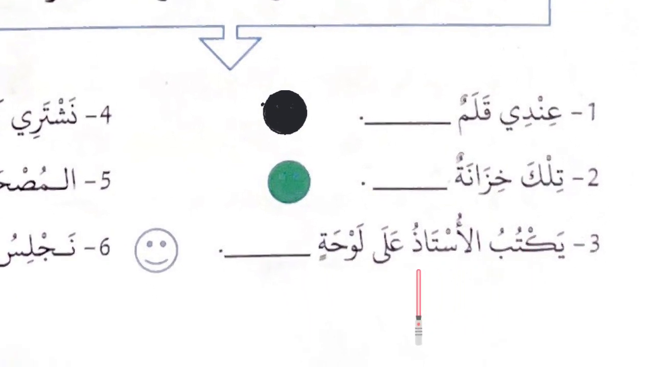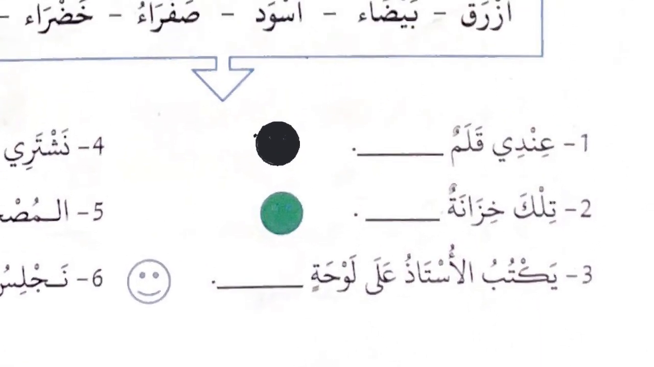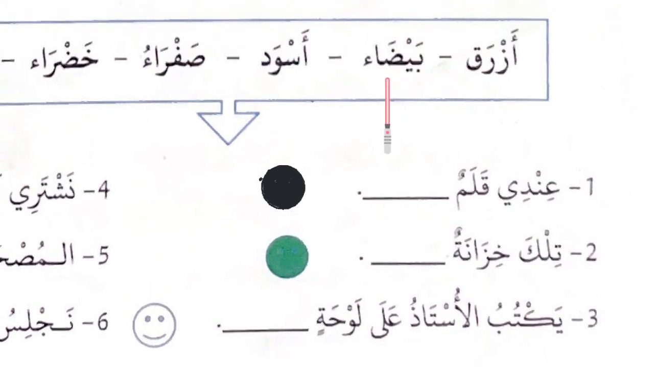Okay, number 3. Yaktubul ustadhu ala lawha. The ustaz, the teacher, writes on the board. Lawha. So what is the color of that board? So here we need white. How do we say white? It is either abyad or bayda. So here this is muannas. So we have to use the muannas version, which is bayda. This is the answer. Yaktubul ustadh ala lawhatin bayda.